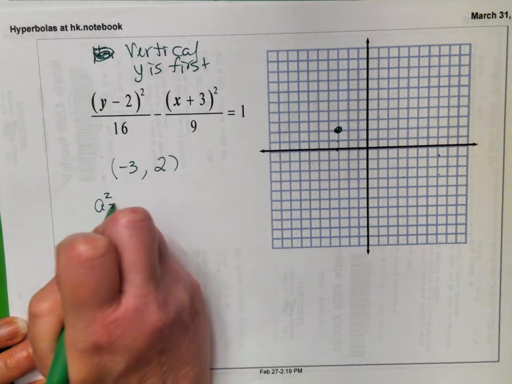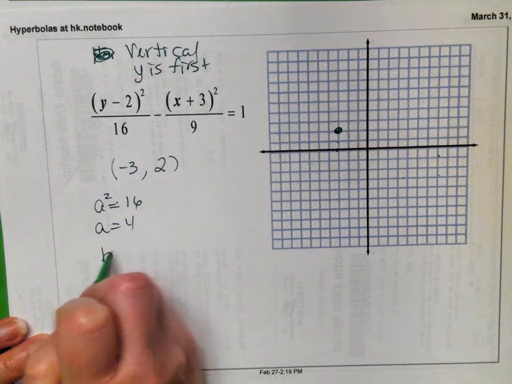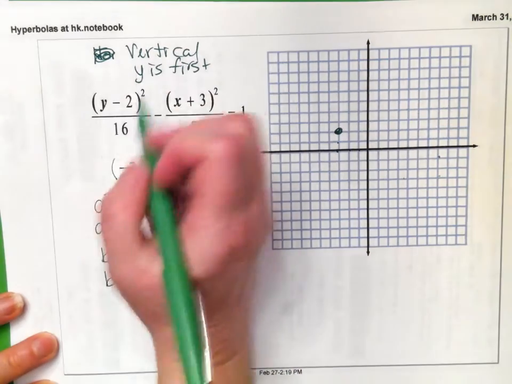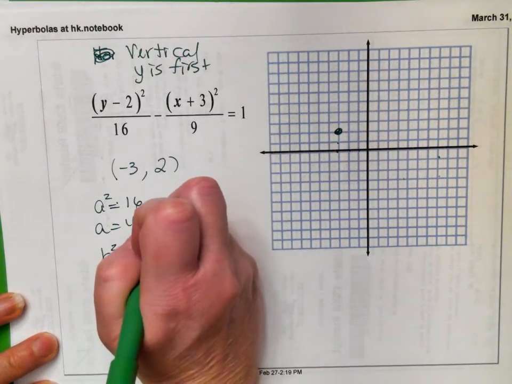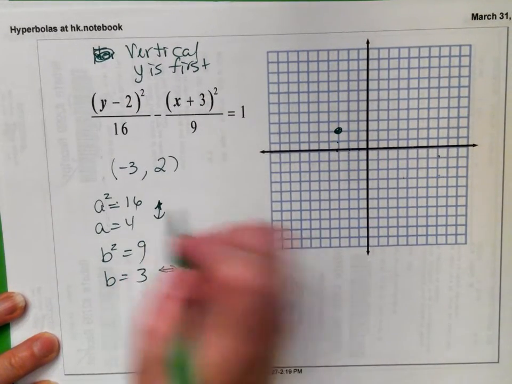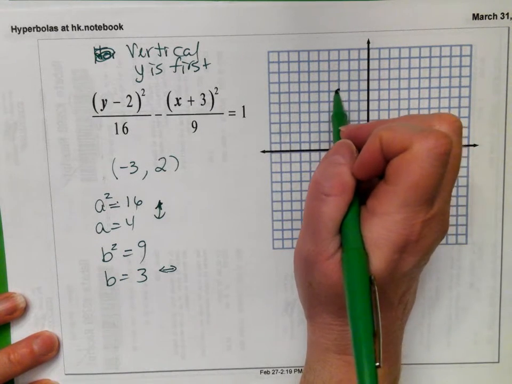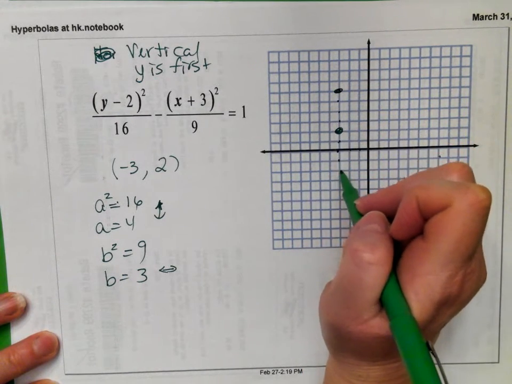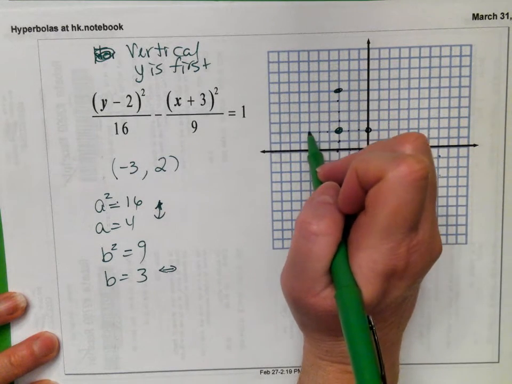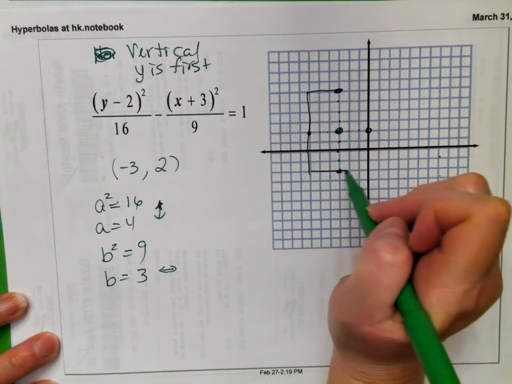My a squared is 16, so a is 4. My b squared is 9, so b is 3. I'm going to go up and down because it's under y. This is going to go side to side because it's under x. So 1, 2, 3, 4 up, 1, 2, 3, 4 down, 1, 2, 3 to the right, 1, 2, 3 to the left, and we draw the box.